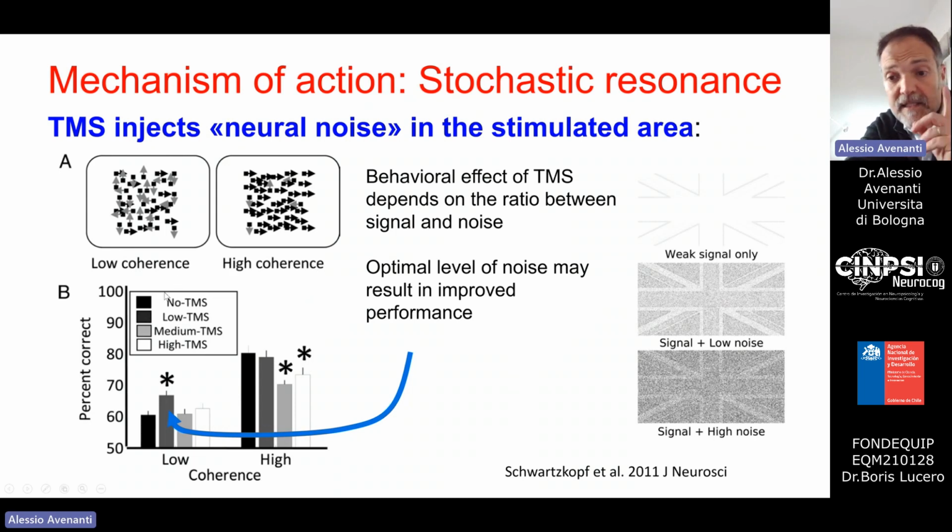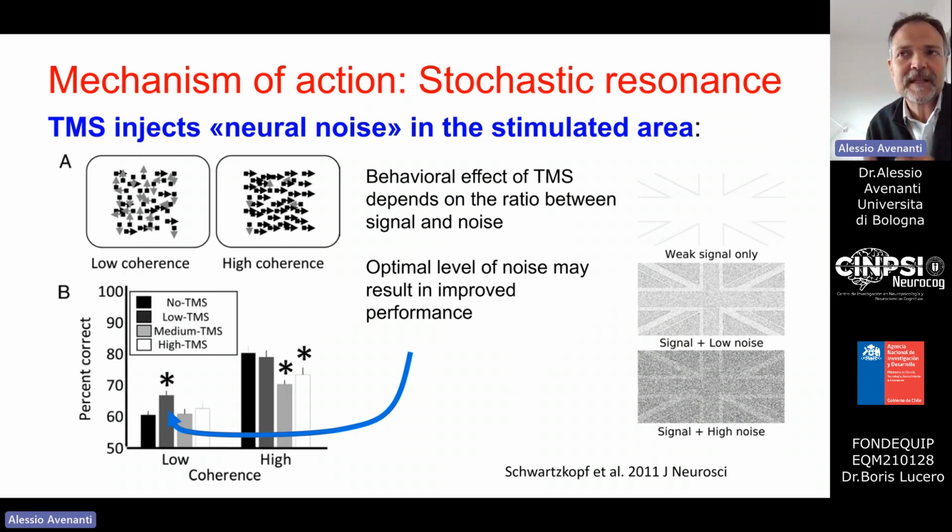In this study, participants received a baseline stimulation with no TMS at all, in black, and three different levels of stimulation of the V5 target area: low TMS intensity, medium TMS intensity, and high TMS intensity. Let's look at the right. In the high coherence condition, what does high coherence mean? It means that the signal is a strong signal. So we have a good signal for the participant.